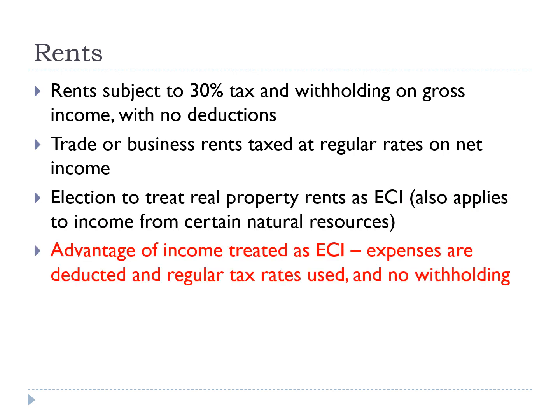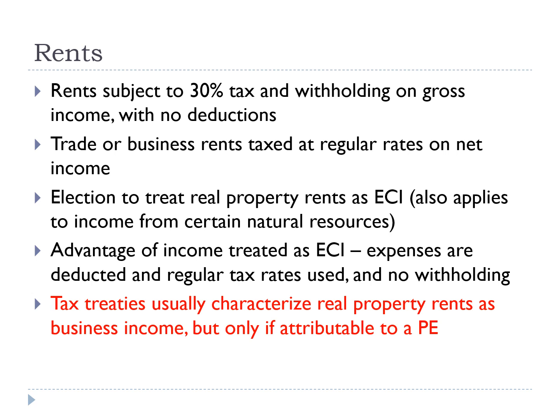The advantage of having income from a rental activity treated as ECI, whether because the activity is a U.S. trade or business or the election is made, is the taxpayer is allowed to take deductions against the gross rents, and U.S. tax is imposed at regular marginal tax rates, not the 30% flat rate, and there's no withholding. U.S. tax treaties ordinarily characterize real property rents as business income, taxable only to the extent attributable to a permanent establishment in the United States.